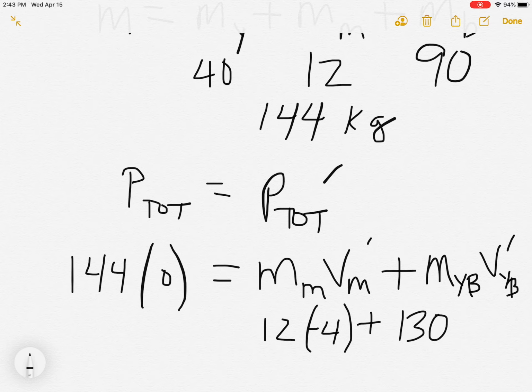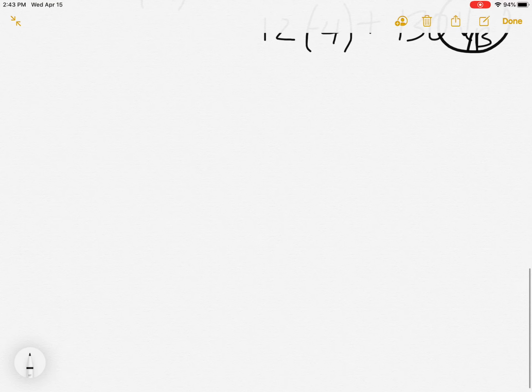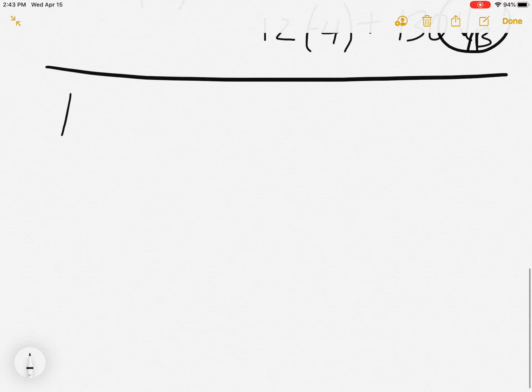Okay, and of course the mass of you in the boat is 90 and 40, or 130, and then you have your VB prime, or you in the boat. And of course that's your V that you're going to be using to calculate how to get to the dock. So there, that's a little bit tricky there.